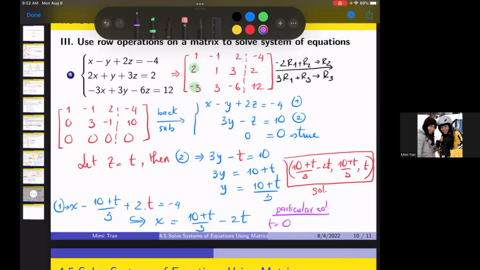You can pick t equals one. Chris can pick t equals 10, right? Taylor can pick t equals pi if you want to, but it doesn't matter. I like zero because it's easy for calculation. So when t equals zero, what's my first value? What's x equal? Ten-thirds, right? 10 over 3, and y is also 10/3, z is 0. So that's my one solution. If Curtis picked t equals 5, then you have another solution, right? So that's what I meant by infinitely many solutions.